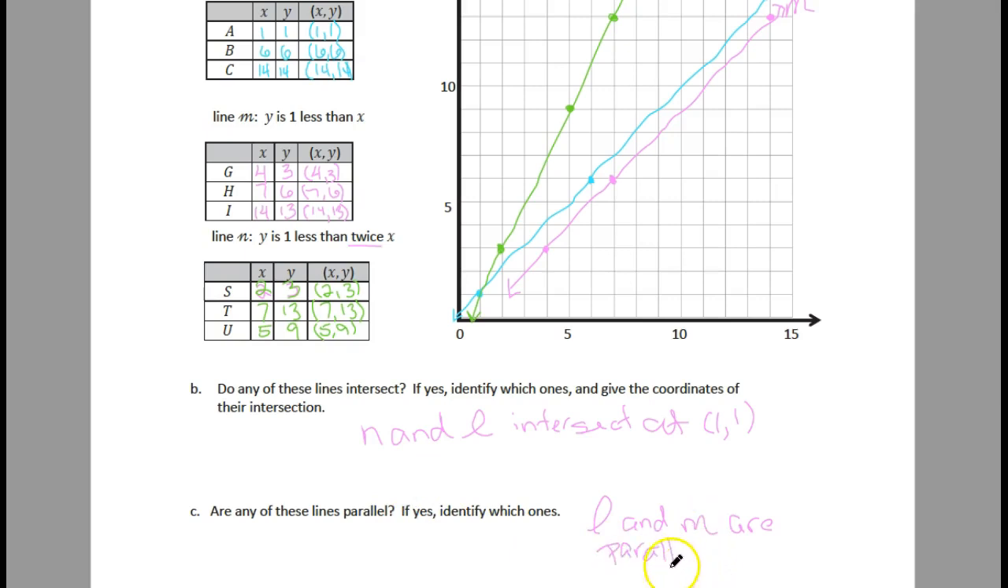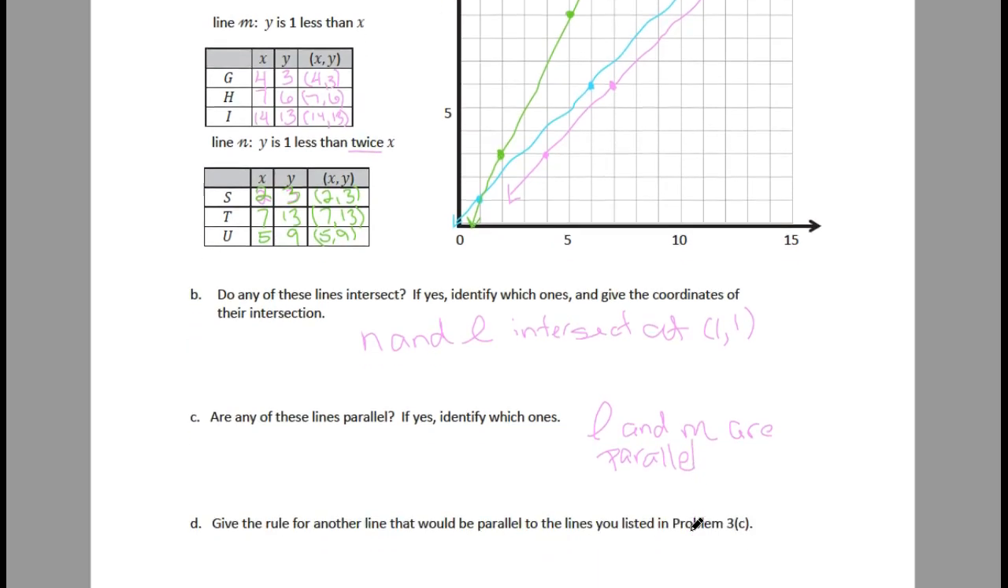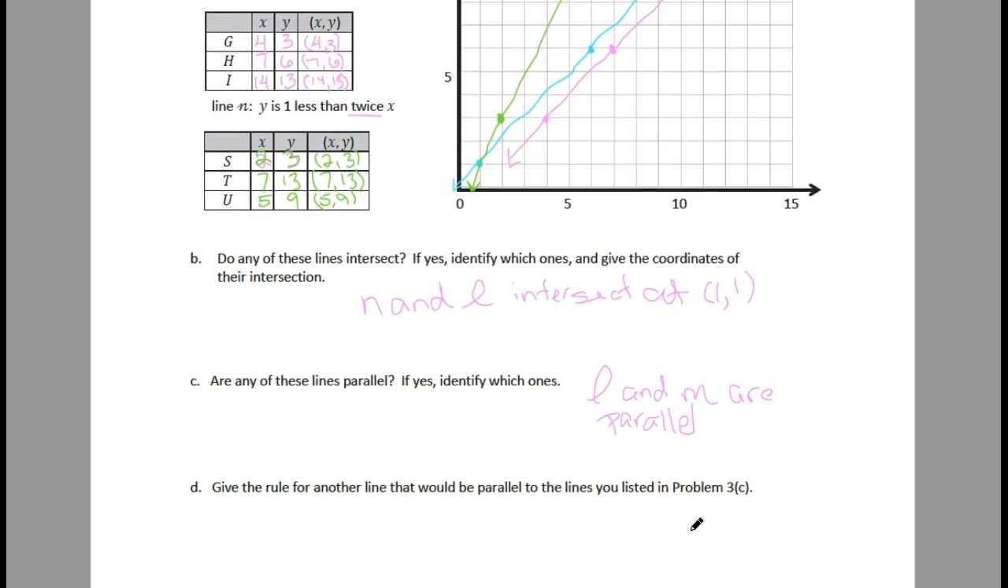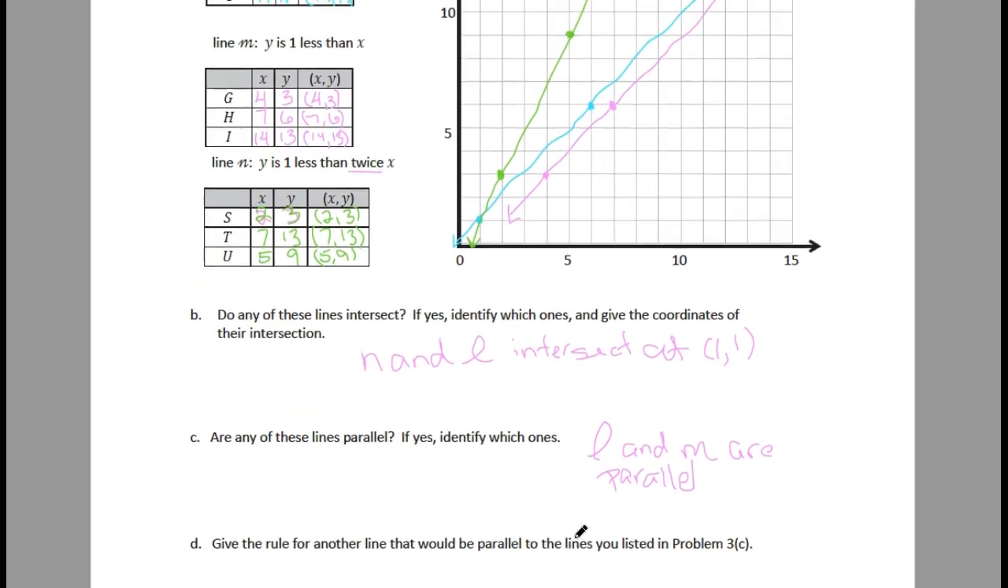P-A-R-A-L-L. There's 2 parallel lines right in the middle of the word parallel. Isn't that funny? So funny.